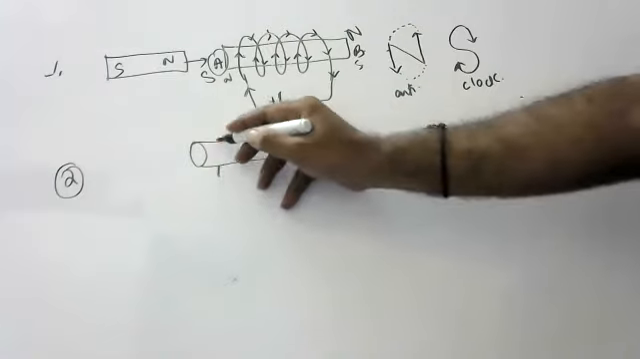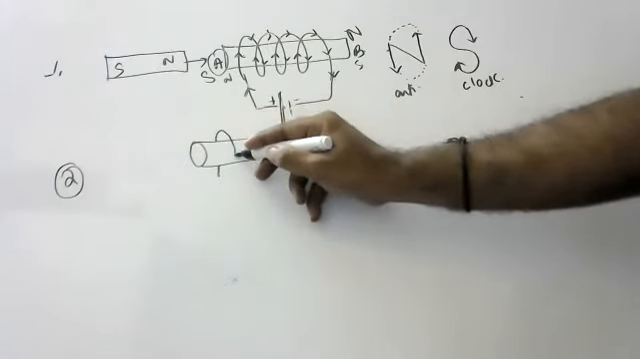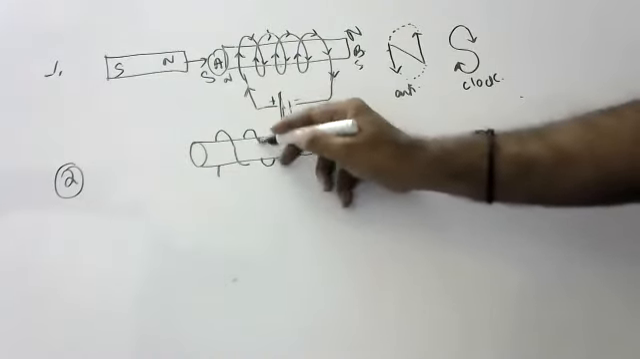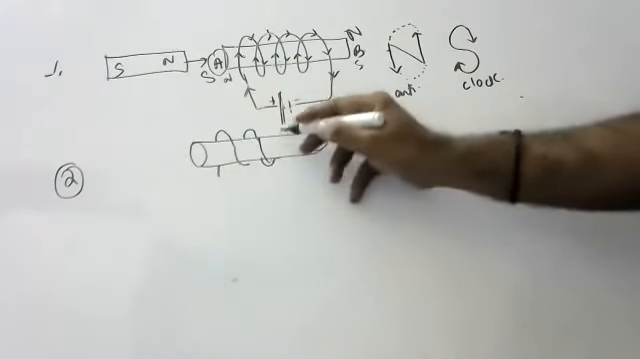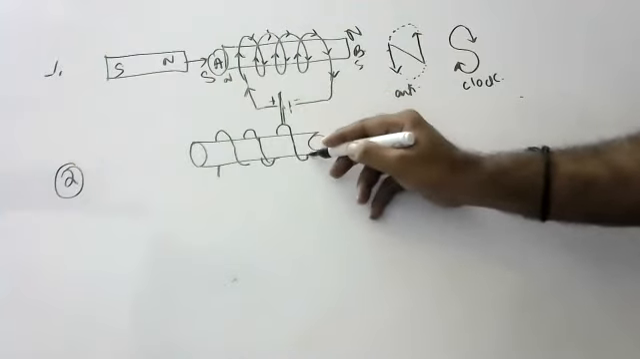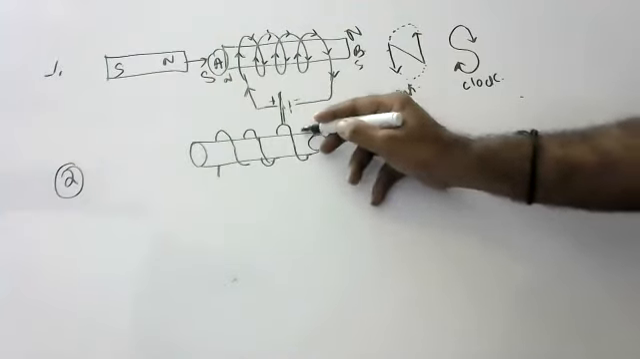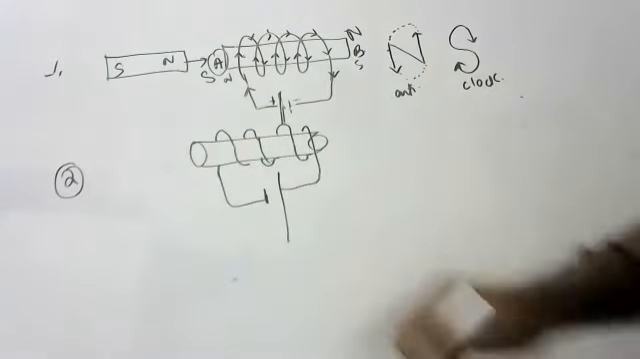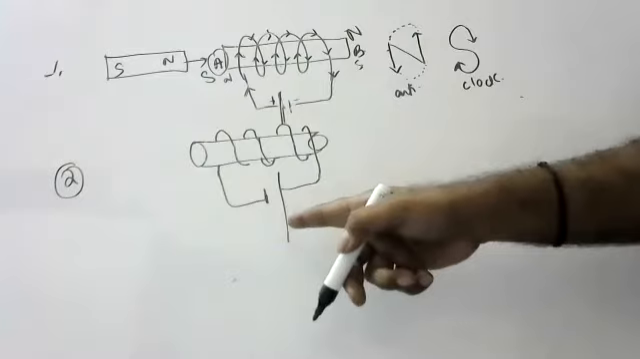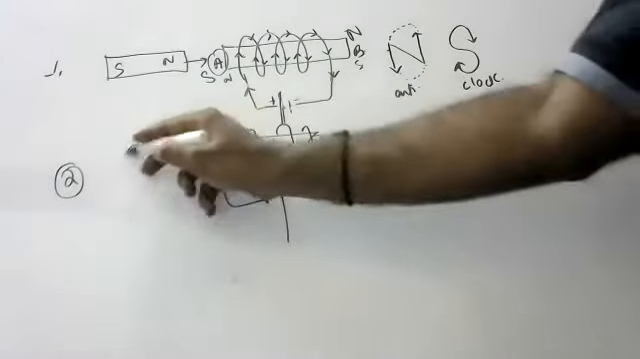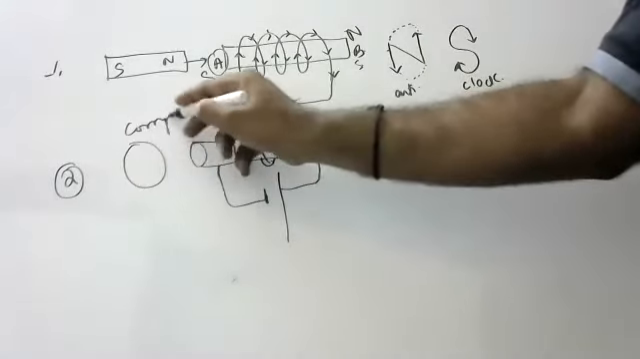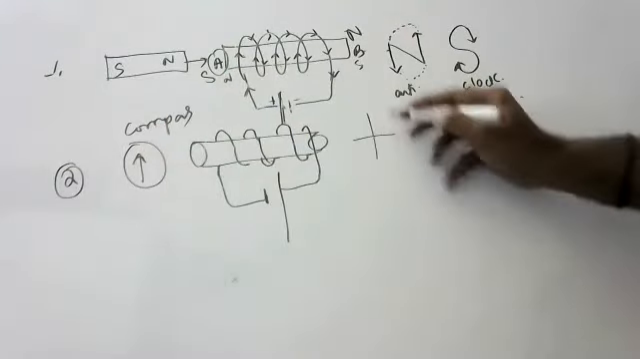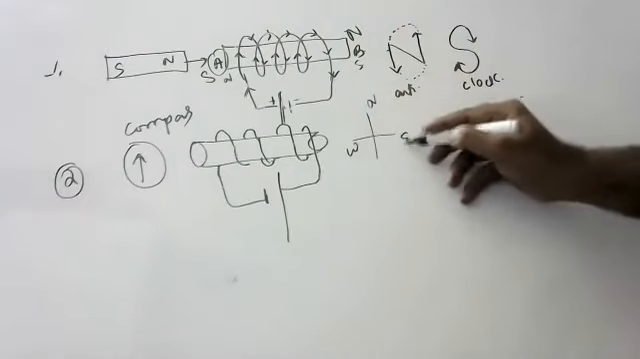From the back they are showing like this, and it's going like this. Here negative, here positive. Here is a compass, and here they have given directions: north, west, east, south.